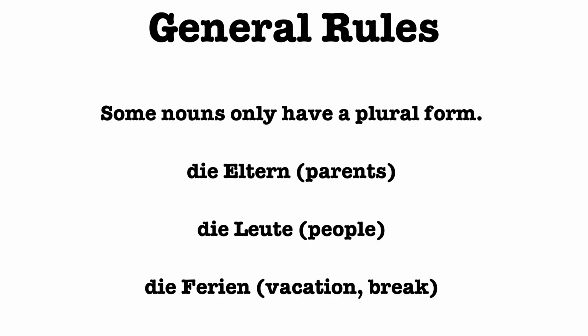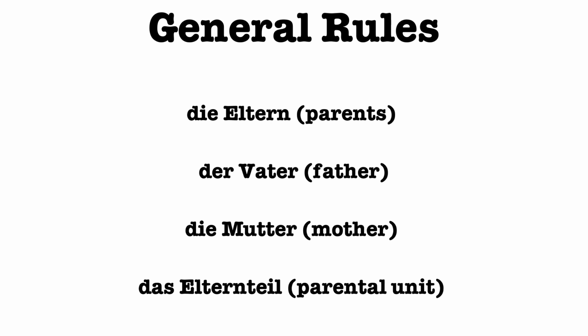Some nouns only have a plural version. For example, die Eltern, which would be parents. Die Leute are people. Die Ferien is vacation or a break. To talk about one parent, you either need der Vater, father, or die Mutter, which is mother, or the word das Elternteil, which is a parental unit, which has always just sounded kind of odd to me.